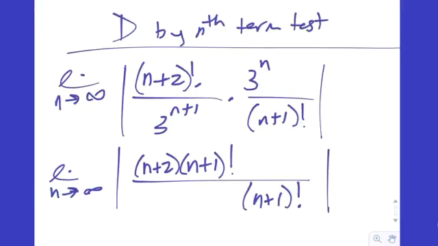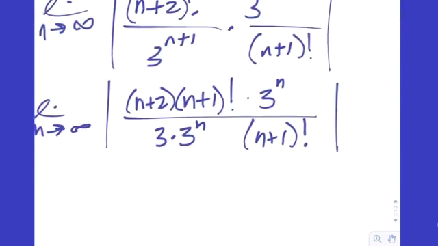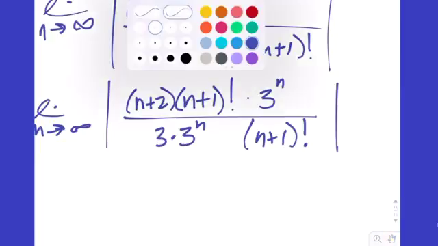And then here's another way to handle the powers of 3 in this case. You can leave the top as 3 to the n, and in the bottom, 3 to the n plus 1 is 3 times 3 to the n. So if you don't want to do it the way we did on the previous one, this is a more systematic approach.